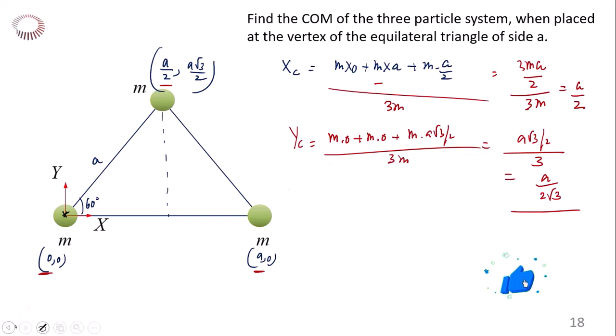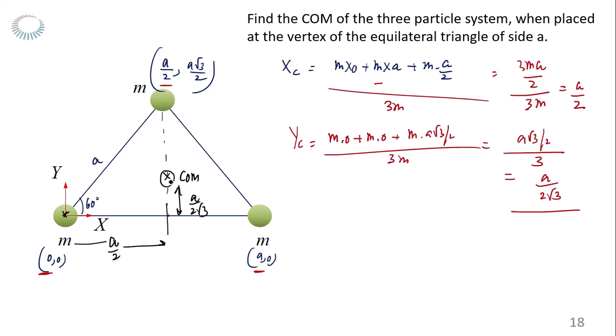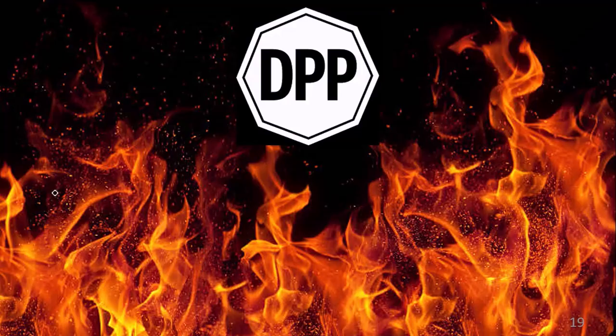So finally, once I got this number, the center of mass will be located somewhere over here, where this coordinate is the x coordinate, that is a by 2, and this is the y coordinate. This number is how much? It is a by 2 root 3. Okay. So now at this position, if I replace the entire 3 mass system, I am placing one single mass. What is the mass placed over here? At this point, I am placing a mass of 3m. Instead of putting 3 different masses at the 3 corners, I am putting one single mass at the center of mass position, so that the entire system will be equivalent.